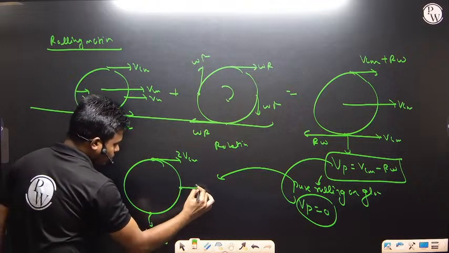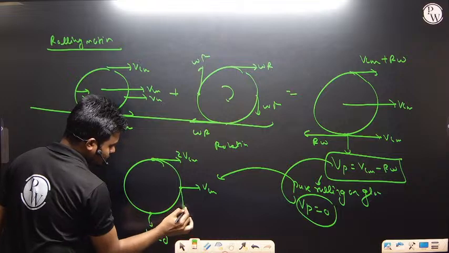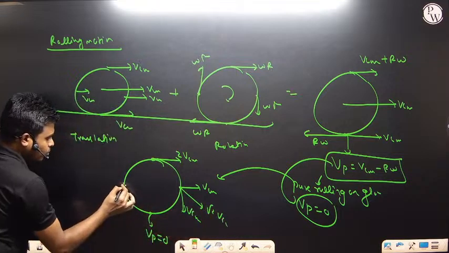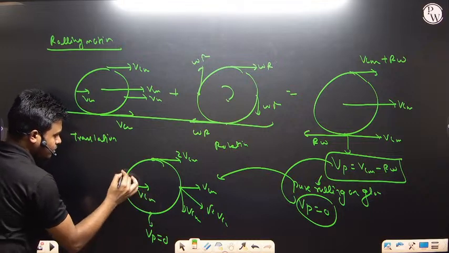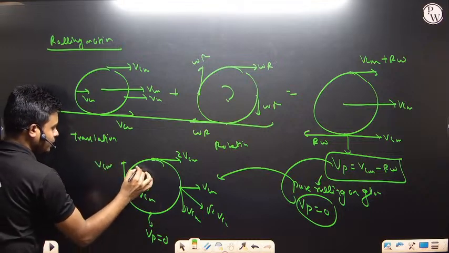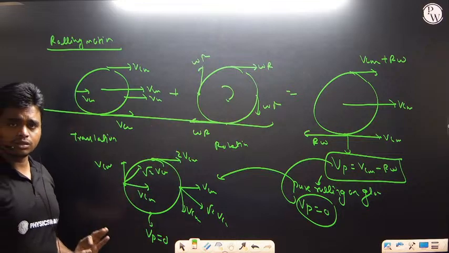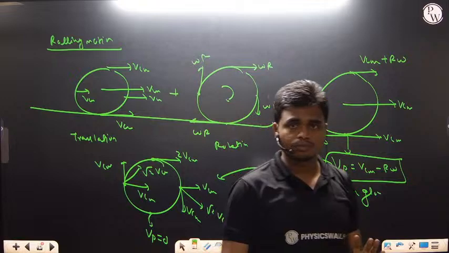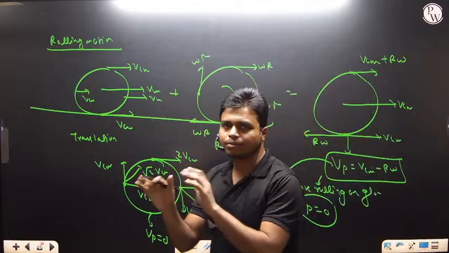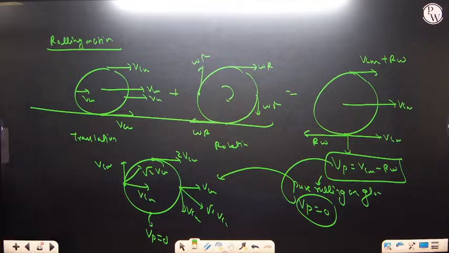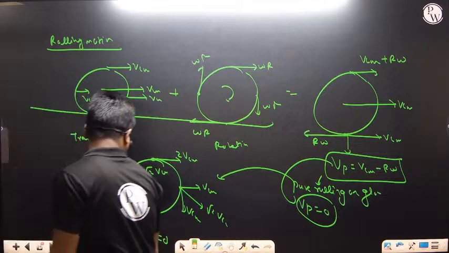This particular point has velocity vcm in forward direction and vcm in downward direction, so on this side the net is root 2 vcm. Similarly for this point, vcm in forward direction, vcm in this direction, so root 2 vcm. So this is the rolling motion. And if they're asking what is the acceleration of different points, just replace vcm by acm, where acm is the acceleration of the center of mass.